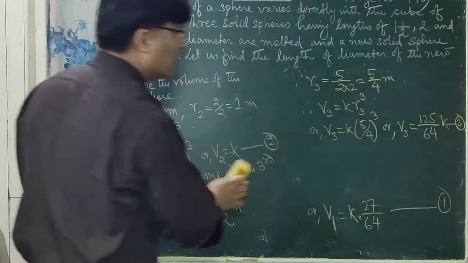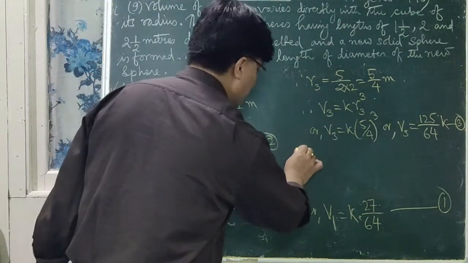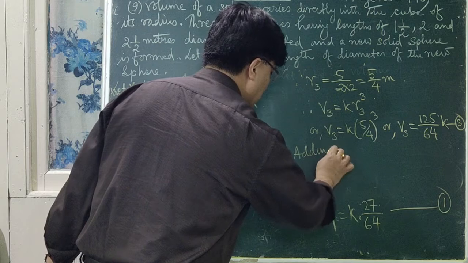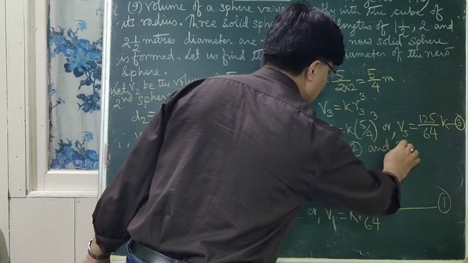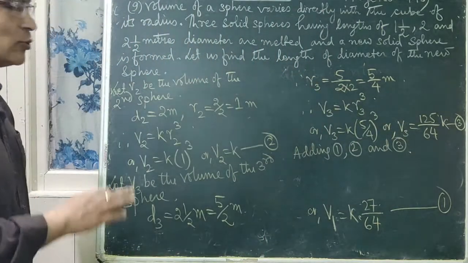So you have to write down adding 1, 2 and 3. So let us add this 1, 2 and 3.